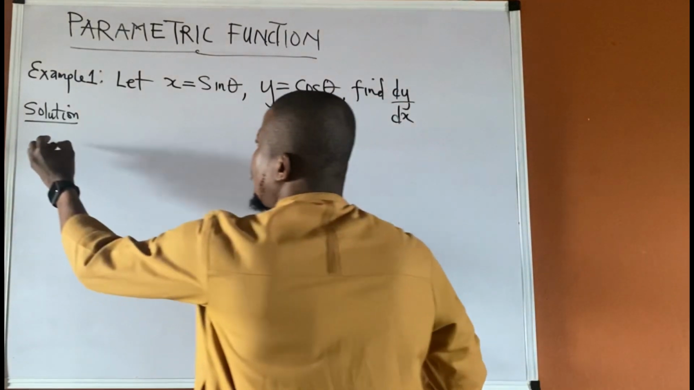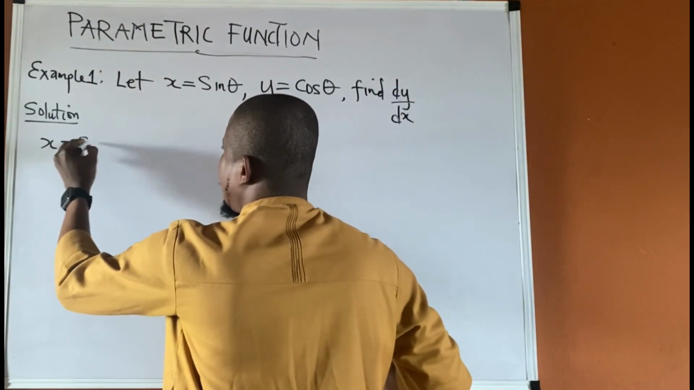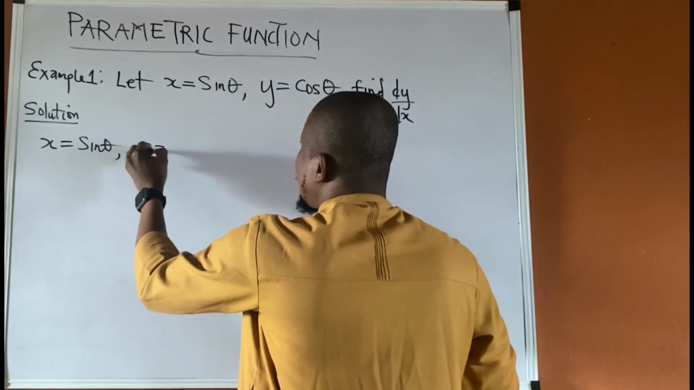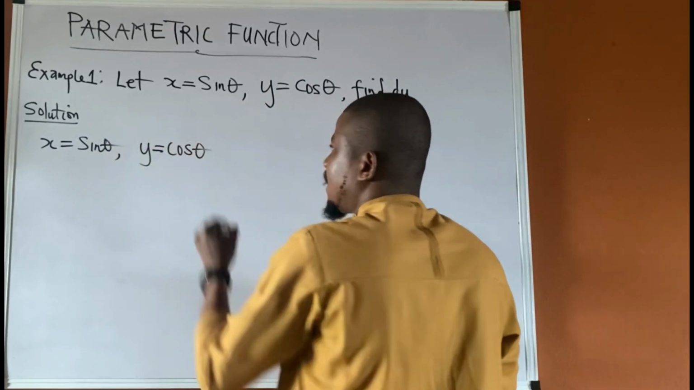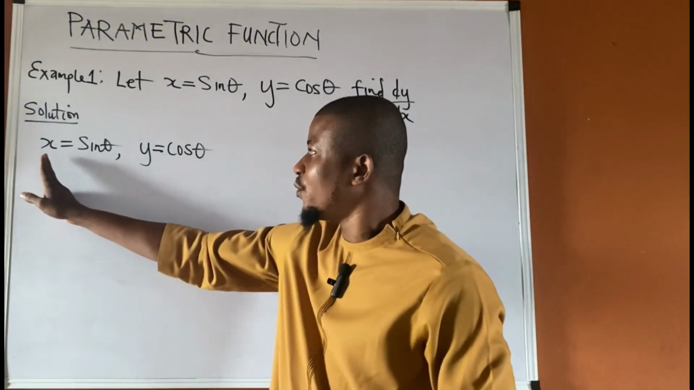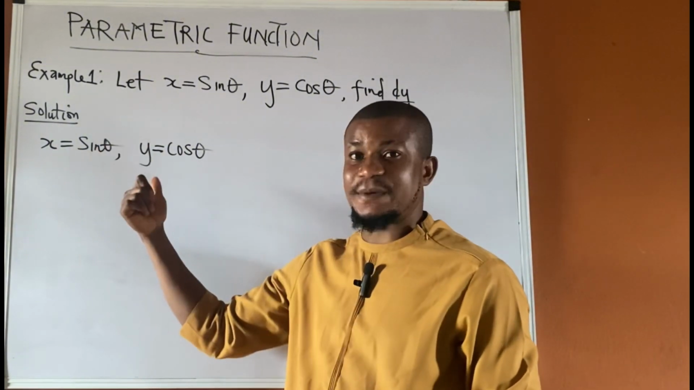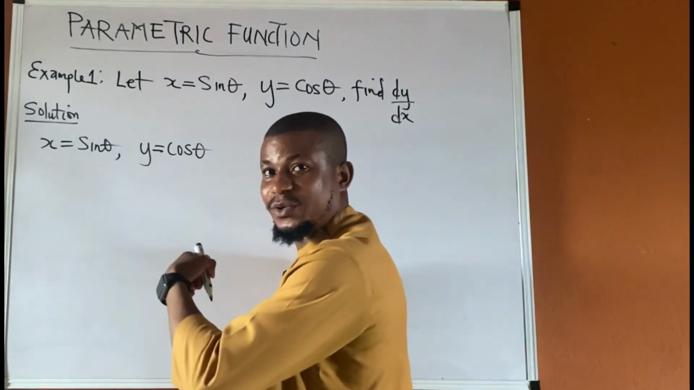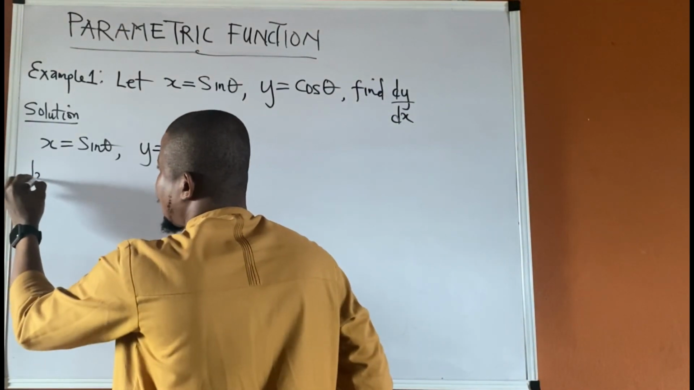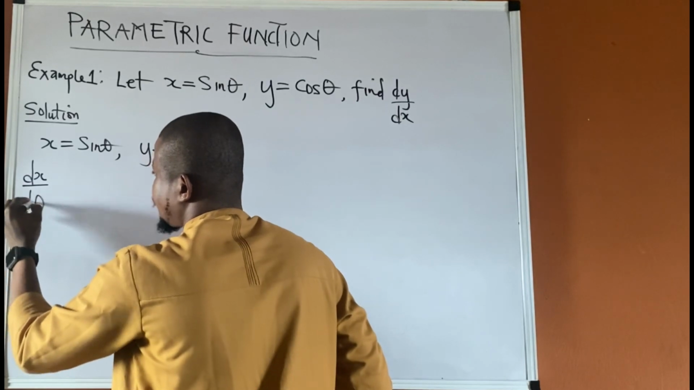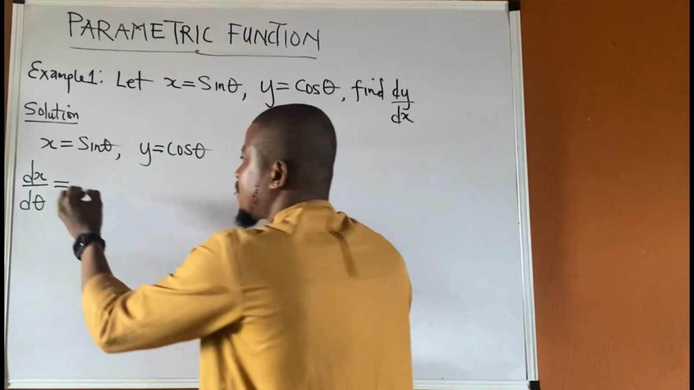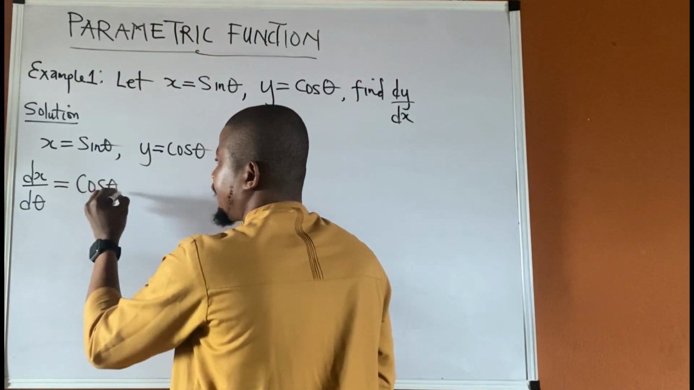Okay, so this is x equal to sine theta, and this is y equal to cos theta. The first thing is to differentiate x with respect to theta and y with respect to theta. So let's differentiate x with respect to theta. So this will be dx/dtheta. If I differentiate sine theta, I will get cos theta.